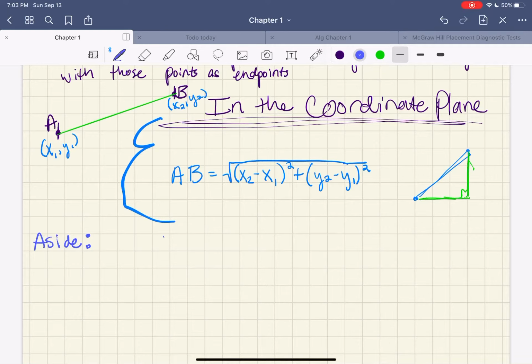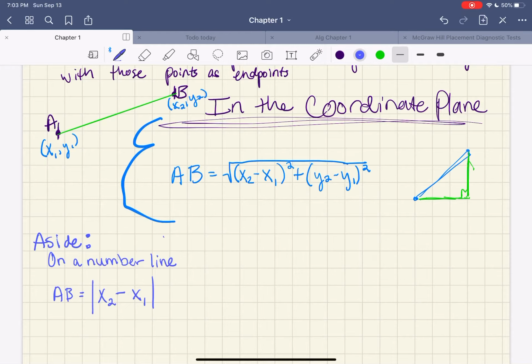You can do the distance formula on a number line specifically, if that is something you need to do. You would just do the distance from A to B is the absolute value of x2 minus x1. And it wouldn't matter which one was x2 and which one was x1.